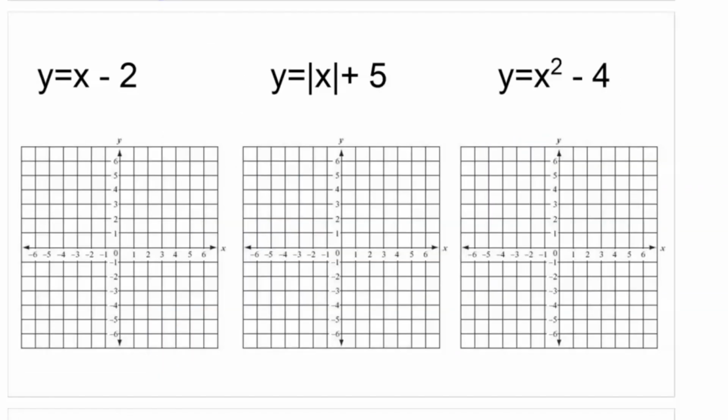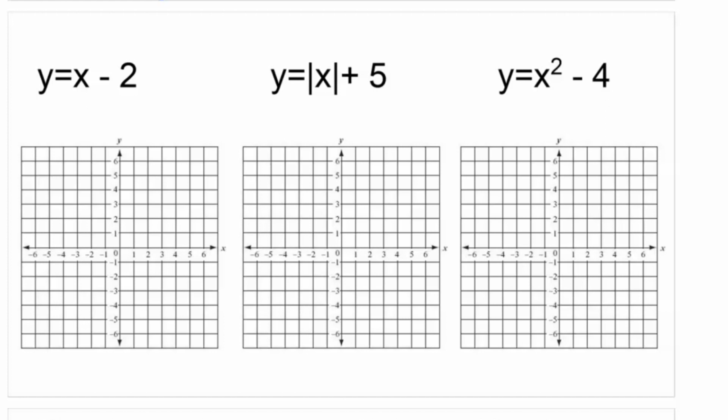Now here are a few examples of this vertical shift. Whenever you add or subtract a number in your equation and it's not grouped in with the x, we'll talk about that in a minute, that will shift your graph up or down, depending on if it's plus or minus. So let's look at the first one.